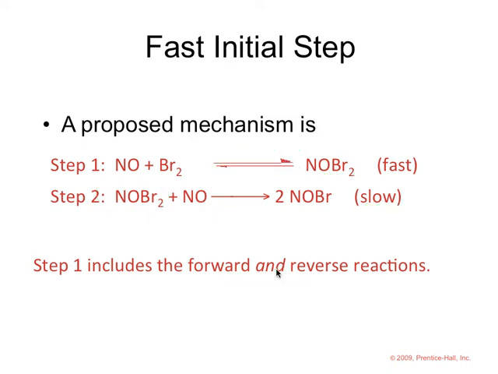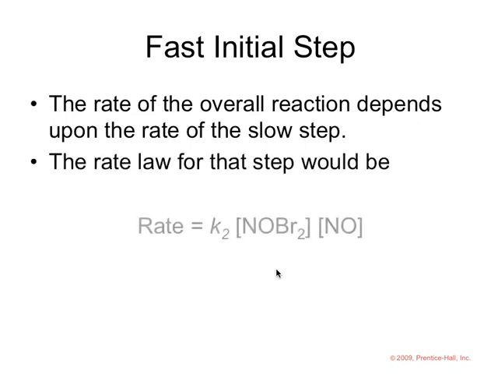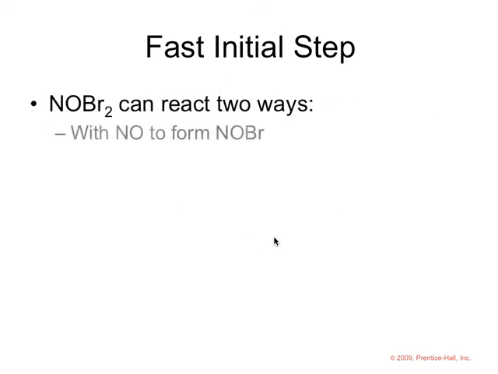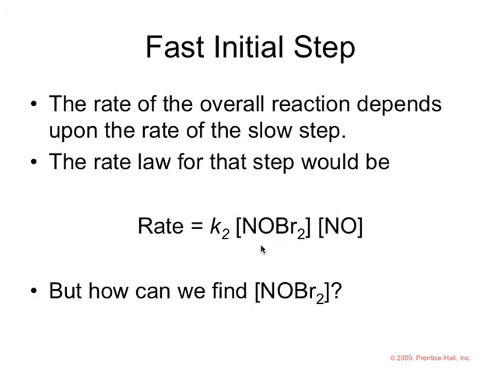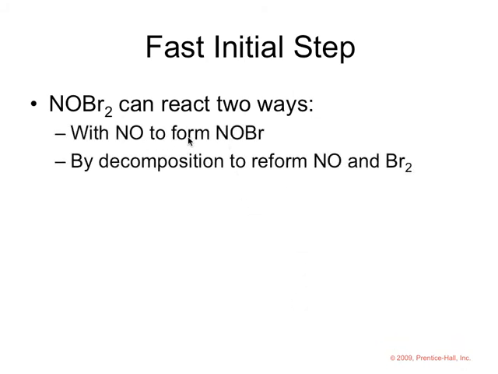Well, what do we do with that with the rate law? Well, first we look at the overall slow step, and the rate law for that would be this. Remember, all the steps in a mechanism are assumed to be elementary. Now this includes an intermediate. We don't typically have intermediates in rate laws, so how do we find the concentration of this? Well, it can form 2 ways, with nitrogen monoxide to form it or by decomposition to form the others.